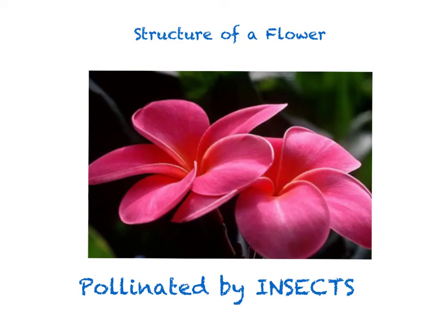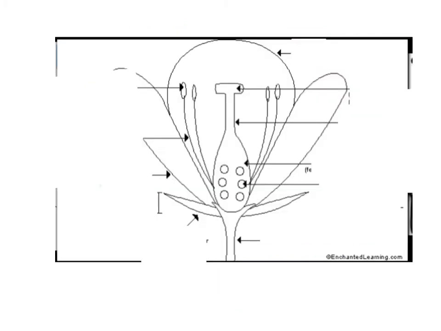Structure of a flower that's pollinated by insects. This diagram shows the basic structure of a flowering plant that's pollinated by insects. As with all living things, the structure relates to the function.